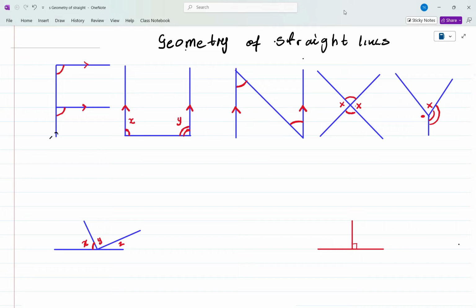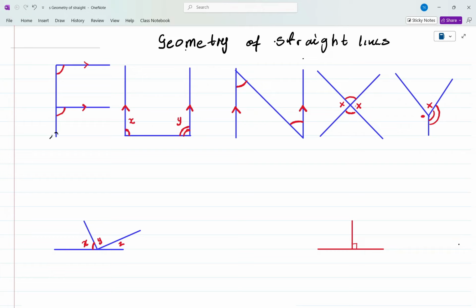As we've said from the previous video, we are now getting straight into the geometry of straight lines. So you have five geometric notations in front of you. These notations summarize all the concepts that you'll find under geometry of straight lines.